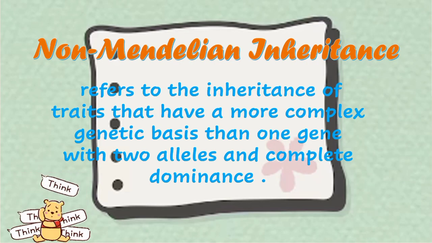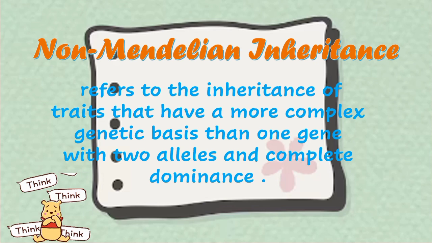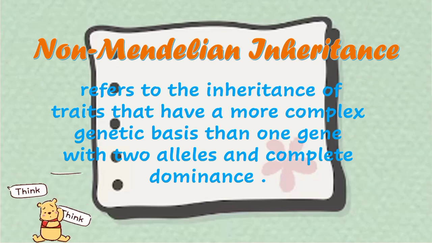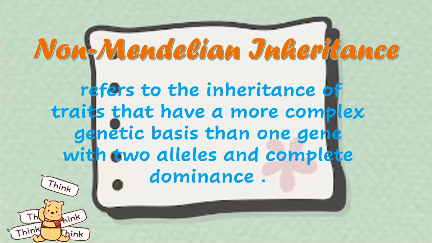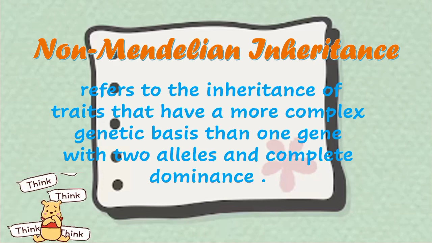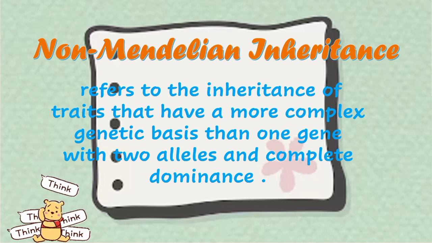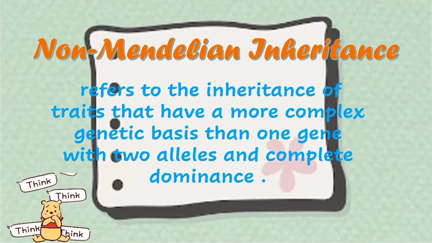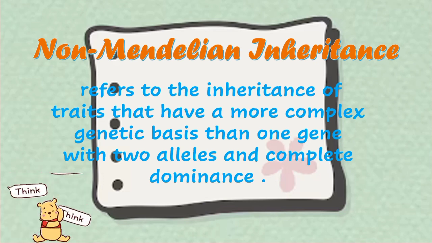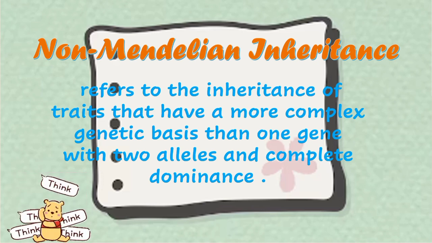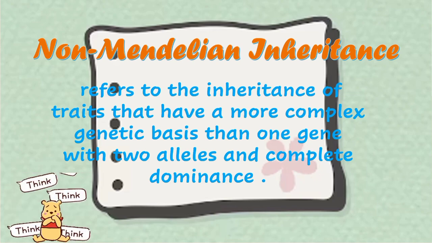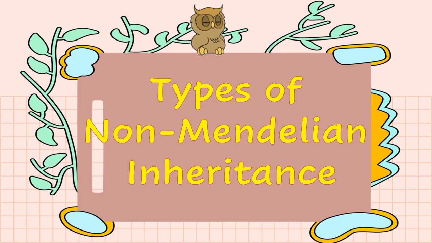For our discussion, we are going to discuss non-Mendelian inheritance. It refers to the inheritance of traits that have a more complex genetic basis than one gene with two alleles and complete dominance. It does not follow the iconic Mendel's laws. It can be defined as any inheritance pattern that fails to follow one or more laws of Mendelian genetics. And there are different types of non-Mendelian inheritance.